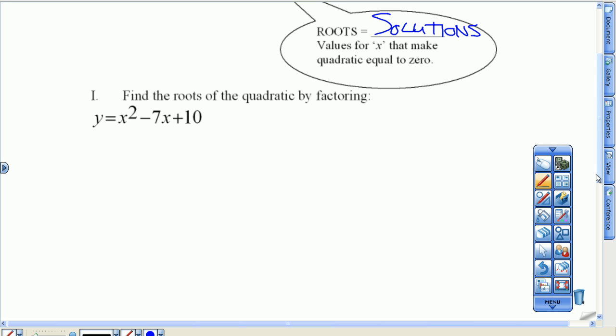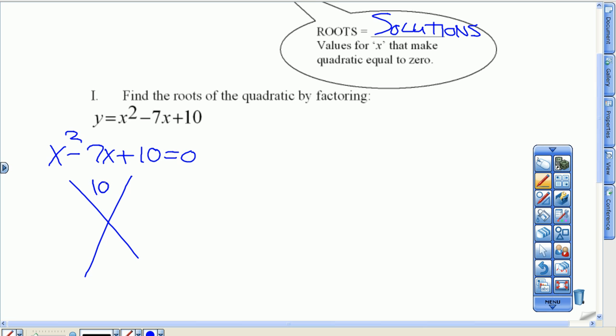What we're going to do is we'll rewrite the equation setting it equal to 0 instead of y. We want to know when this is equal to 0. We'll do our puzzle. Factors of AC, which add to be b. We want two things to multiply to be 10 and add to be negative 7. That's negative 5 and negative 2. So we're going to rewrite the problem. X squared minus 5x minus 2x plus 10 is equal to 0.